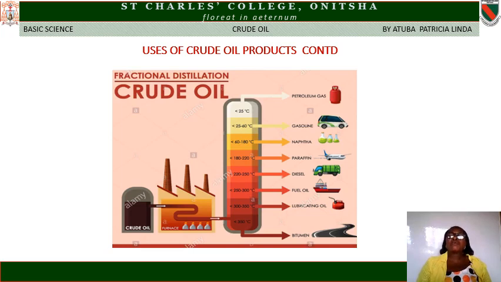The next one is paraffin oil. It is separated at 180 degrees Celsius to 220 degrees Celsius. And the paraffin oil is used by aircraft. The next one is diesel oil. It is separated at 220 degrees to 250 degrees Celsius.